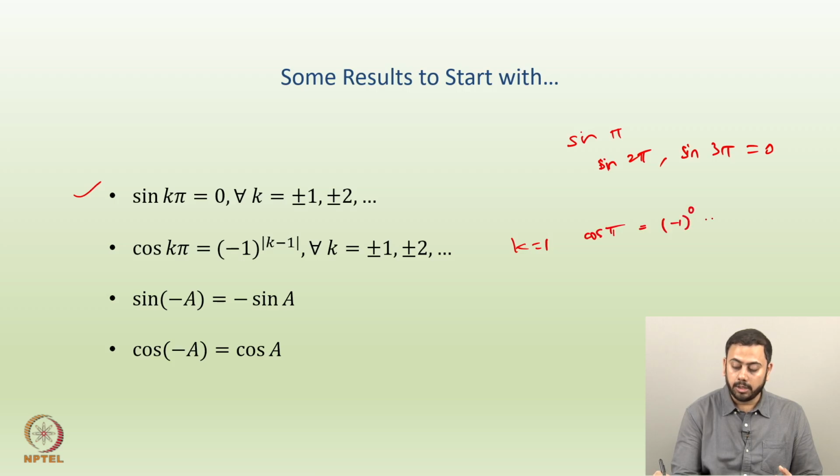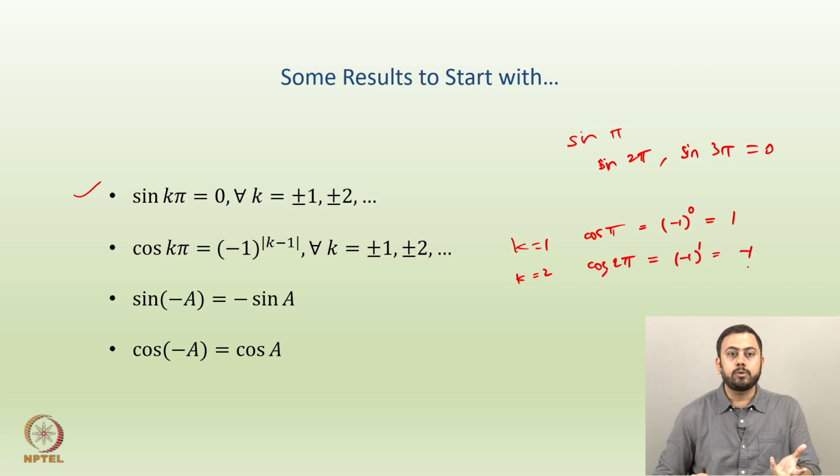Now, 1 minus 1 is 0 and this would be 1 basically. Okay. Now, if k is 2, what would happen? So, if k is 2, this would be nothing but cosine of 2 pi and then this would be minus 1 raised to the power 2 minus 1, isn't it, because k is 2, 2 minus 1 is 1, this is minus 1. So, in a way the cosine function oscillates between every transition of pi. So, cosine pi is 1, cosine 2 pi is minus 1, right, etc.